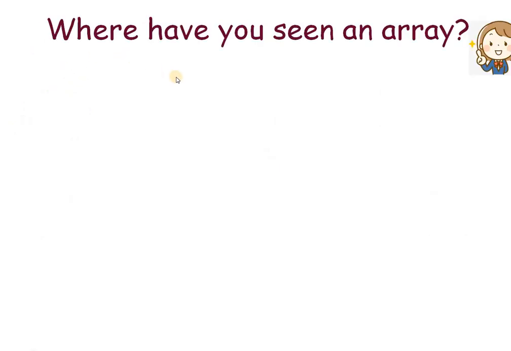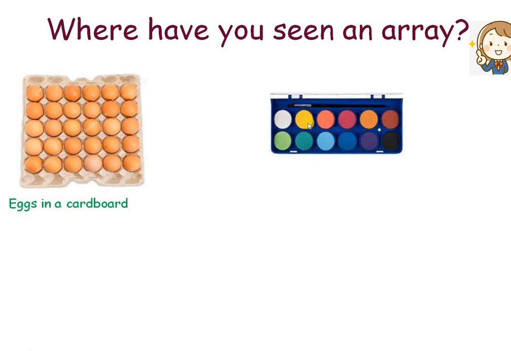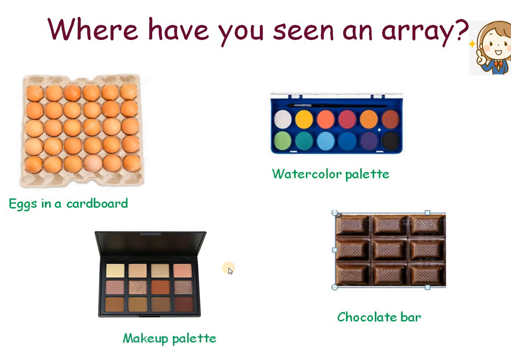Where have you seen an array? Where can we find an array in our life? Oh, eggs and cardboard, watercolor palette, chocolate bar, makeup palette also. If we look at the pictures here, we will find that the objects inside each picture are arranged in rows and columns.